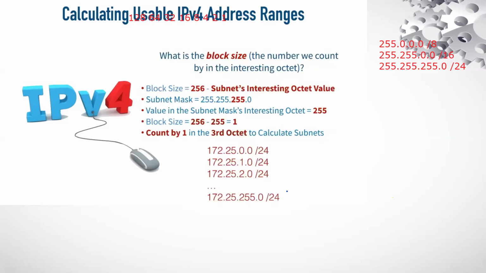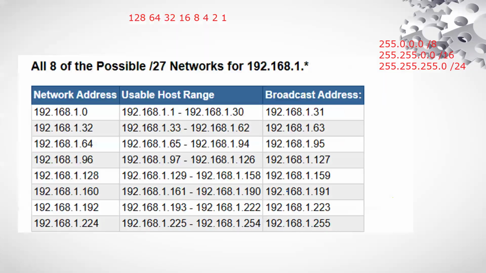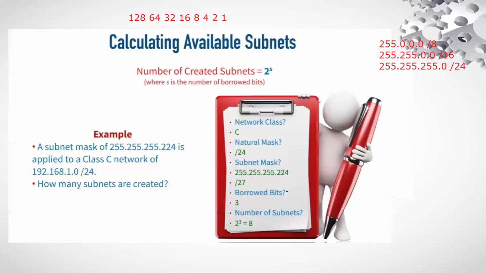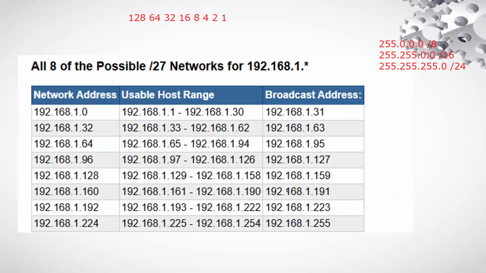Okay. Now, block size is what? That is 256 minus your interesting octet value, which is what your first block of IP will be, right? So here, if you see, we know 1.0 is our first. So 1.0/24, right? That is 1.0/27 is the first.